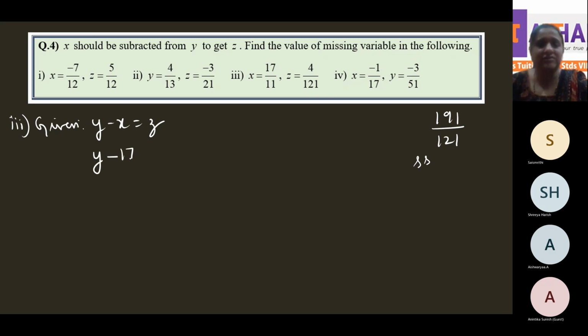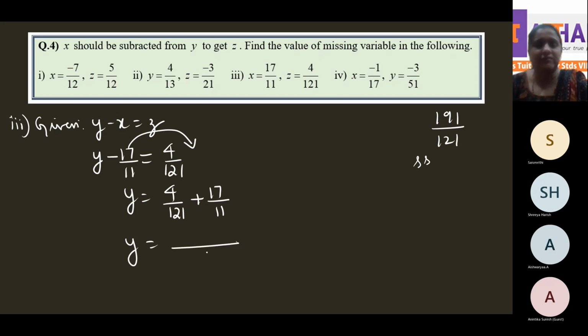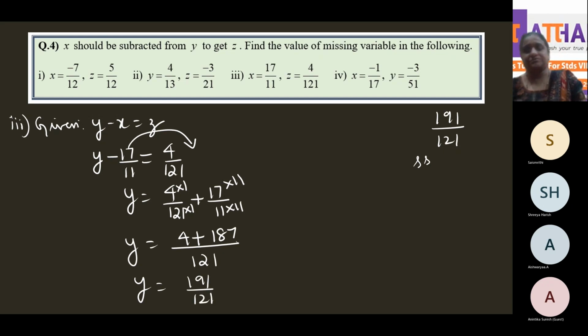Y minus x, 17 by 11, is equal to z, 4 by 121. So y is equal to 4 by 121. This one goes to the other side plus 17 by 11. And the LCM of 121 and 11 is 121 itself. So 121 into 1 is 121. So 4 into 1, 4, plus 11 into 11 is 121. So into 11, 170 plus 17 is 187. So y is equal to 191 by 121. Very good. All of you got the correct answer.